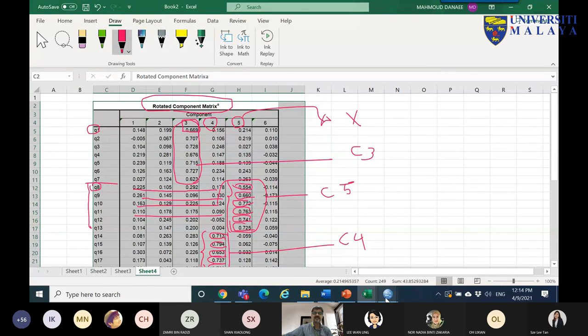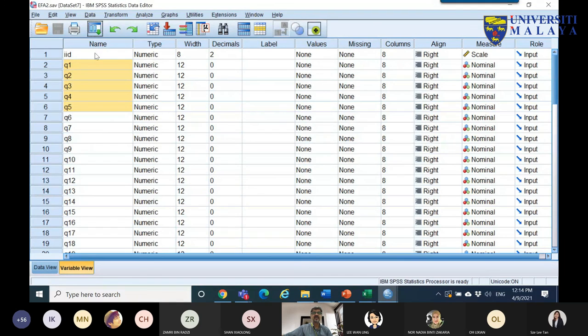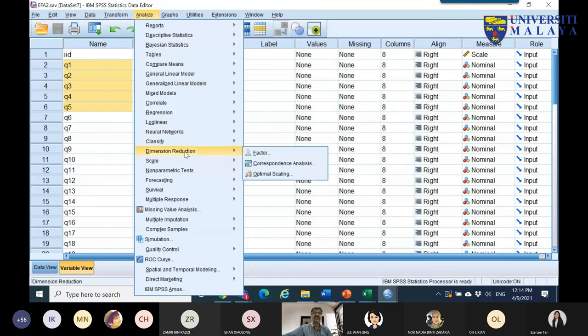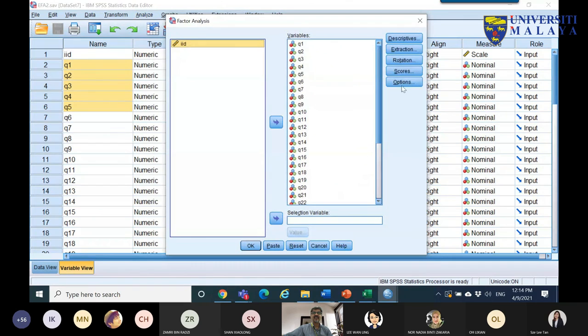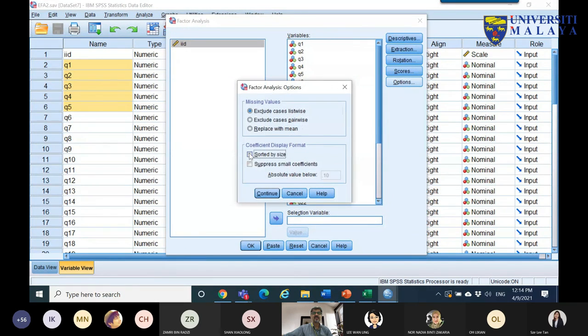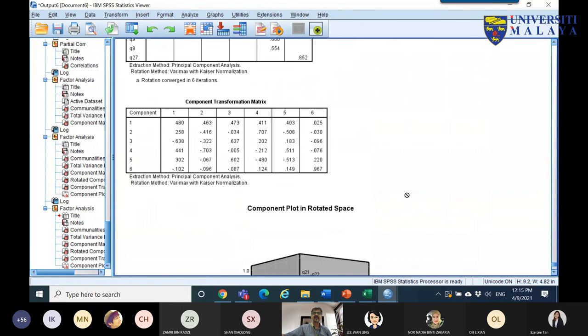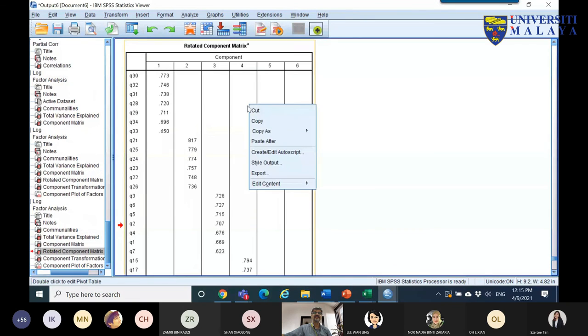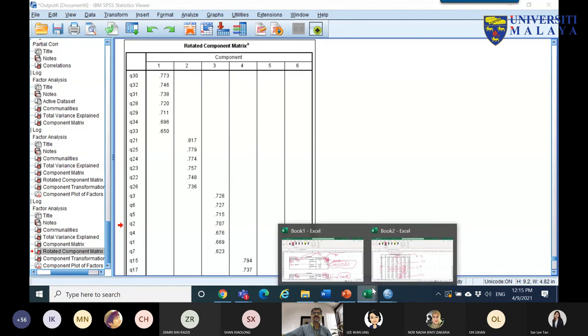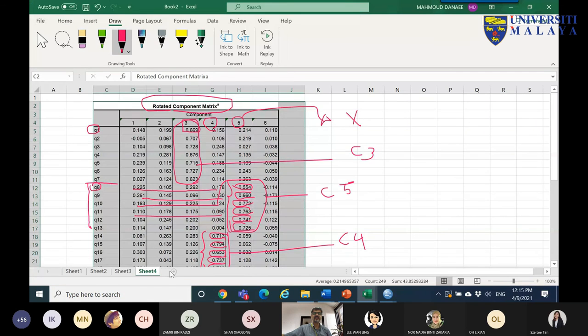But to make it easy in SPSS, you just need to go to Analyze, Dimension Reduction, Factor, and under Options, we sort by size and suppress small loadings less than 0.4. Usually if the loading is less than 0.4, we can drop it. Continue, okay. Now look at this table. Can you see this table? How easy and nice. You don't need to kill yourself to identify the factors.